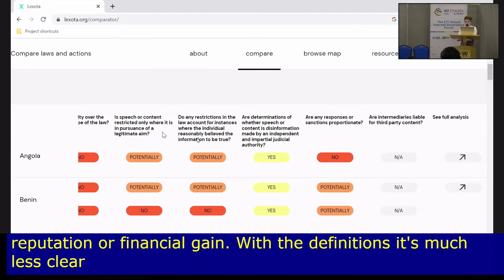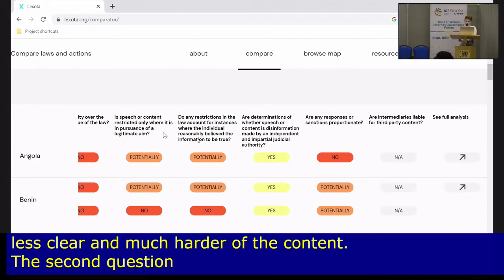The second question that we ask is: is the speech or content within the law restricted only when it's in pursuit of a legitimate aim?